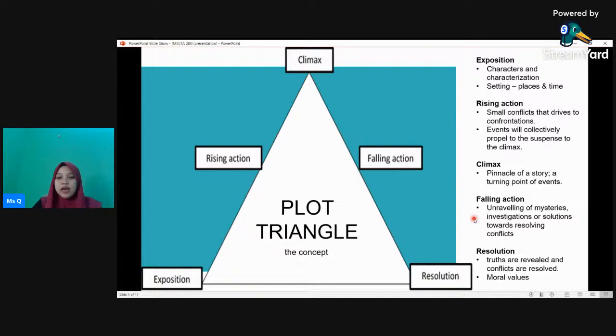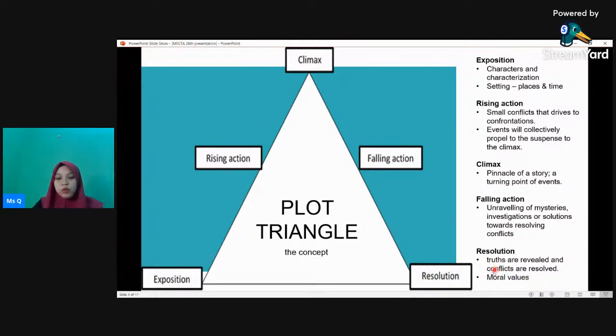Falling action is the unraveling of mysteries, investigations or solutions towards resolving the conflict. So in falling action, the conflict has not been resolved yet, but the small steps of resolving the conflict have already been taken. This is where falling action comes into place. And the next one is resolution. Truths are revealed and conflicts are resolved.